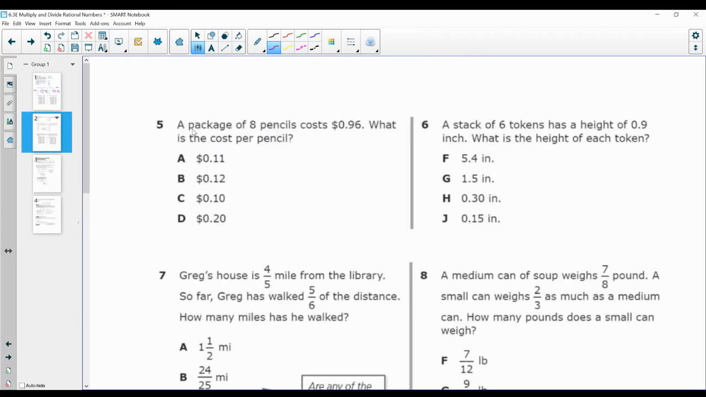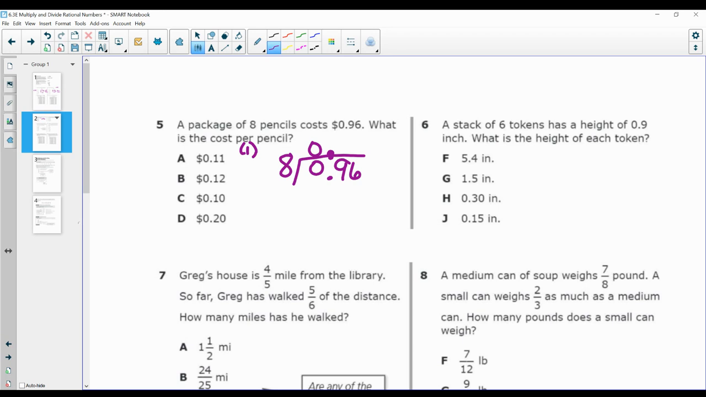Question number 5, it says a package of 8 pencils costs 96 cents. What is the cost per pencil? So for this one here, we have to find out the cost for one pencil. Per means for one. If you look at the answer choices, that's a very small number. So that means that we're going to have to divide the 96 cents by 8. Remember, the decimal goes right over here and you start dividing. So you can divide the 96 by 8, and you get 0.96.